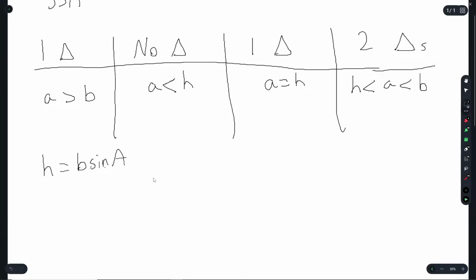So in questions like these, they'll always give you a, small a, the side. They'll give you b, small b, the side. And they'll give you capital A. So when you get all these three in the given question, then it's an ambiguous case and you have to figure out which or how many triangles you have.